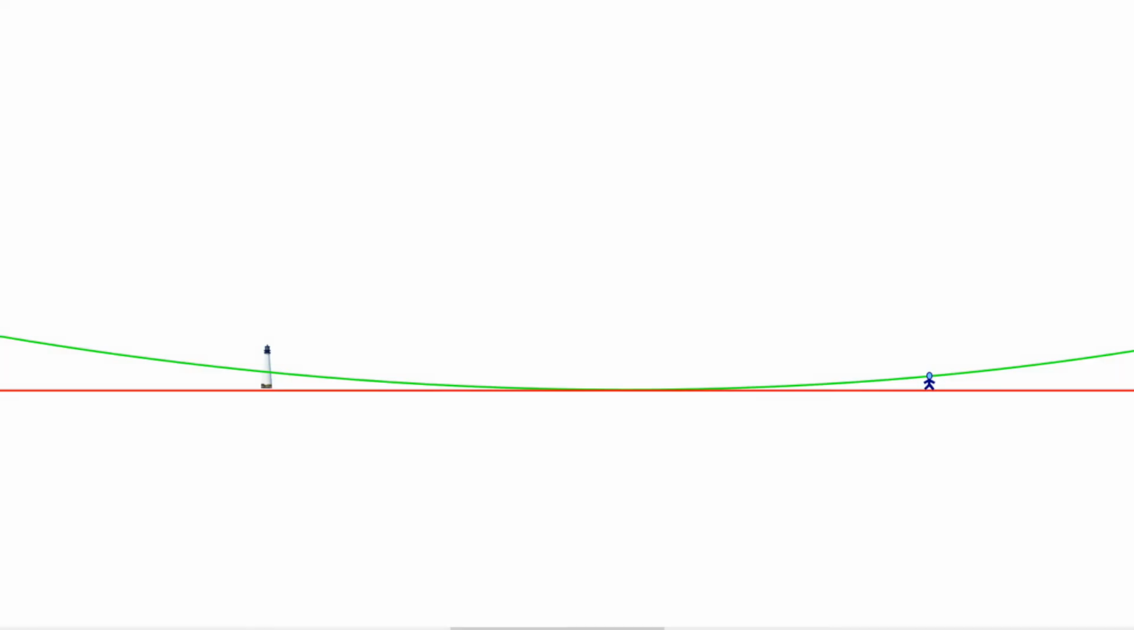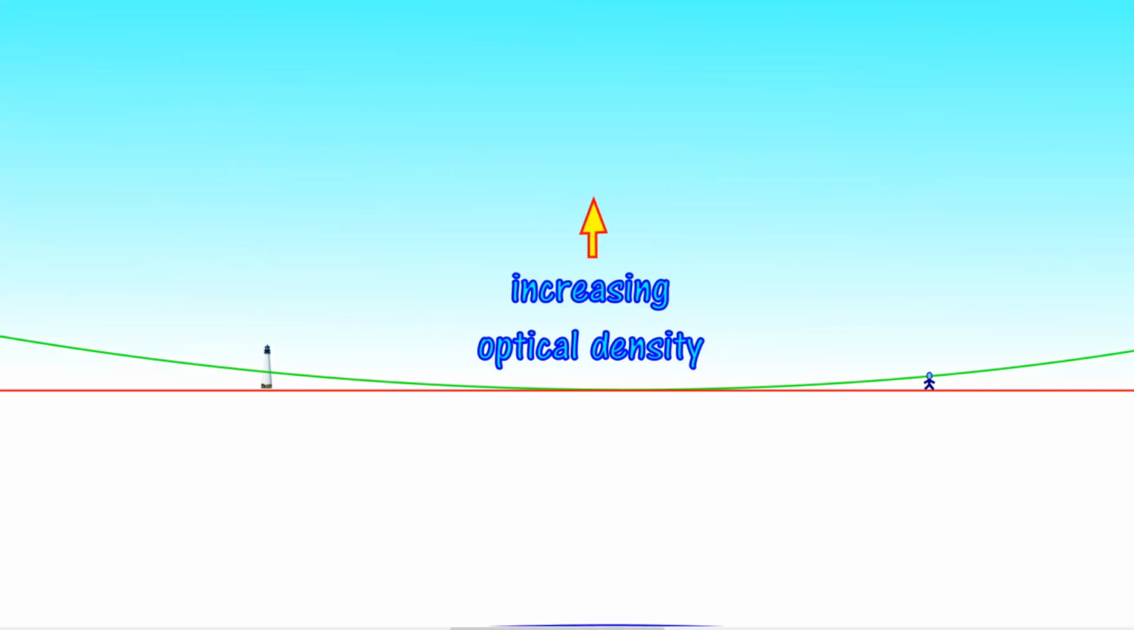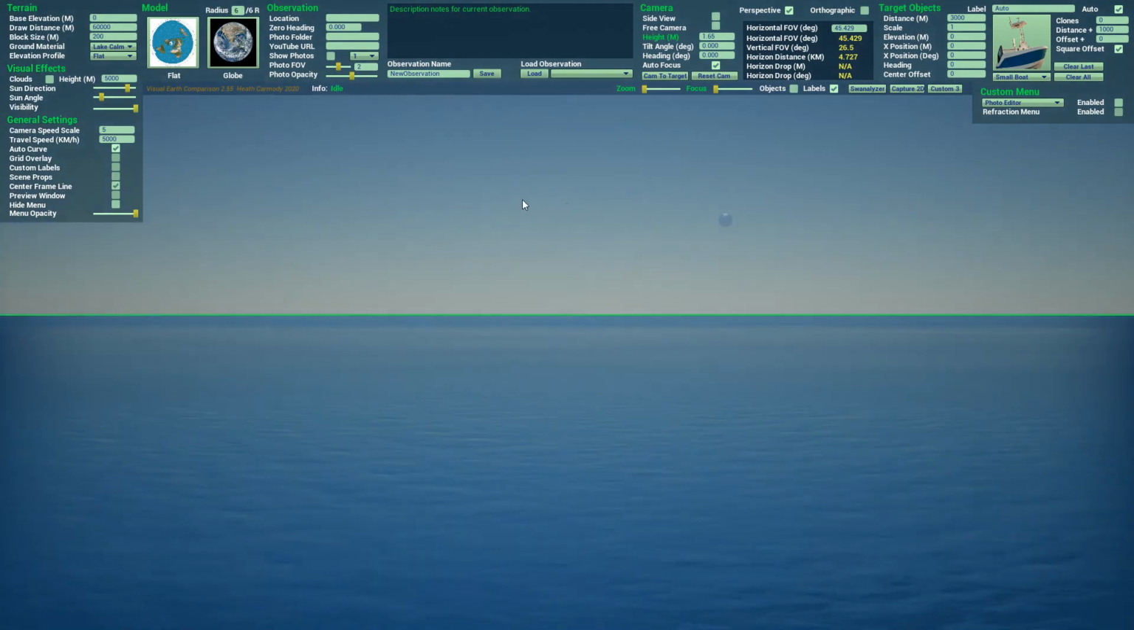So what causes upward refraction and sinking? In general, it is thought that rays traveling through an increasingly less dense medium will bend upwards towards the more dense medium above. But this involves more explanation and is a good topic for another video.